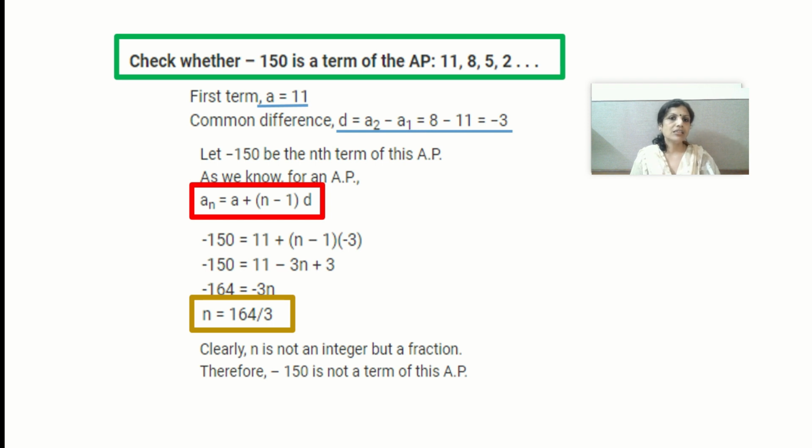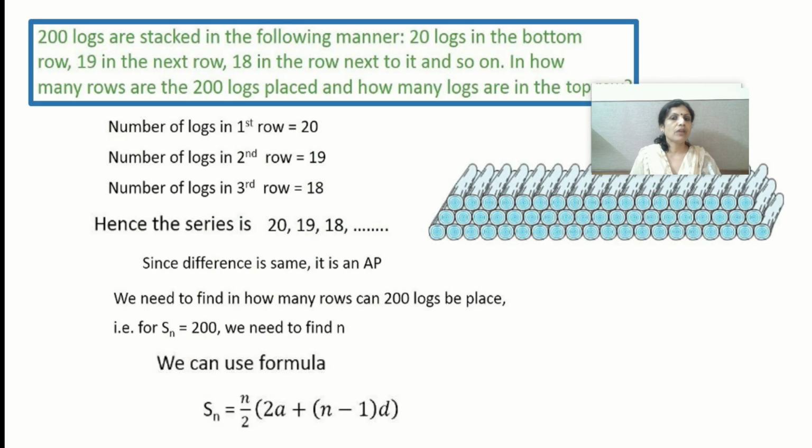Alright, so this is some different type of sum. This was a doubt asked by one of the students, so have a look at this. 200 logs are stacked in the following manner. 20 logs in the bottom row, 19 in the next row, 18 in the next row, and so on. In how many rows are 200 logs placed and how many logs are in the top row?